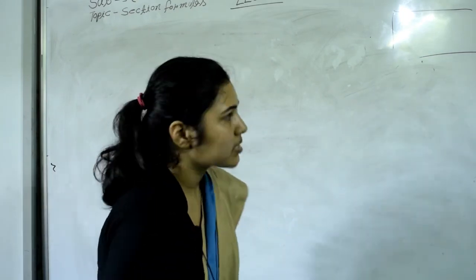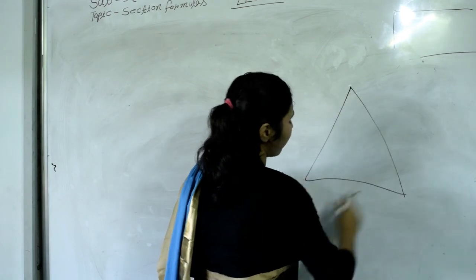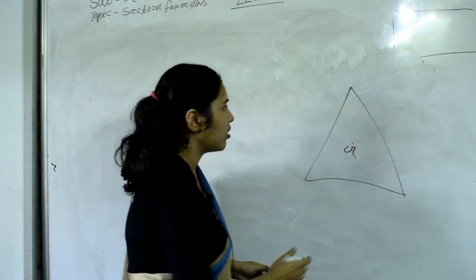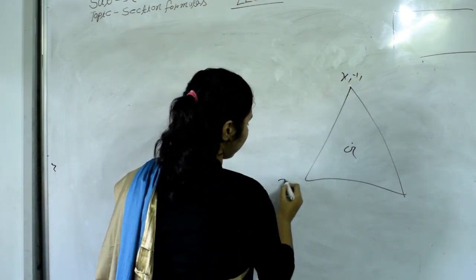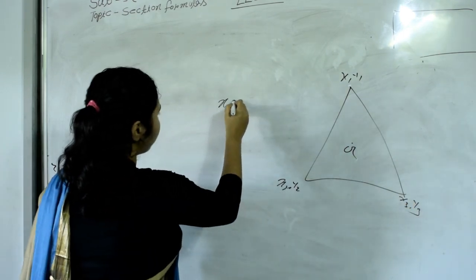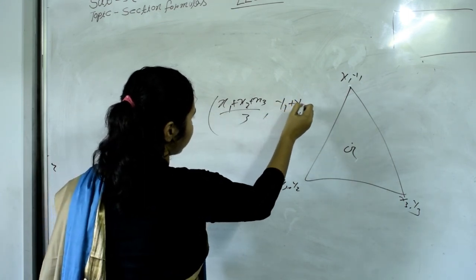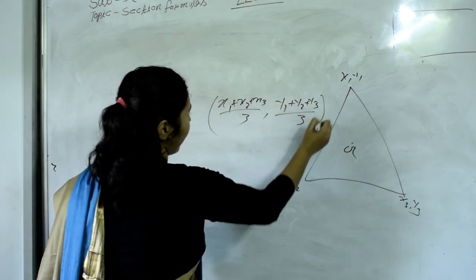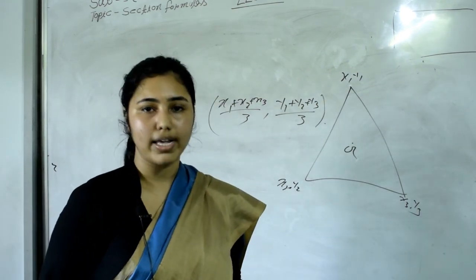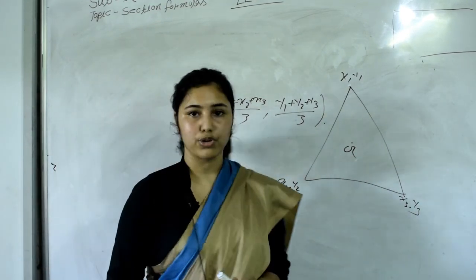So students, from this class we have learned that the coordinate of the centroid of a triangle with vertices x1, y1, x2, y2 and x3, y3 is x1 plus x2 plus x3 by 3 and y1 plus y2 plus y3 by 3, right? So next day we will solve some long answer type questions based on this formula. Okay, that's all for today. Thank you.